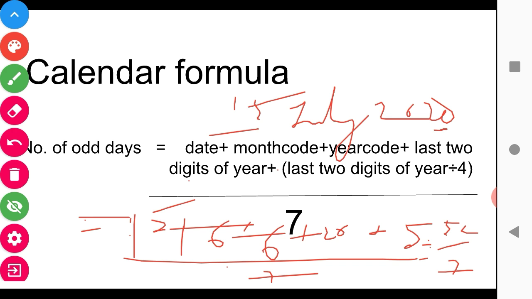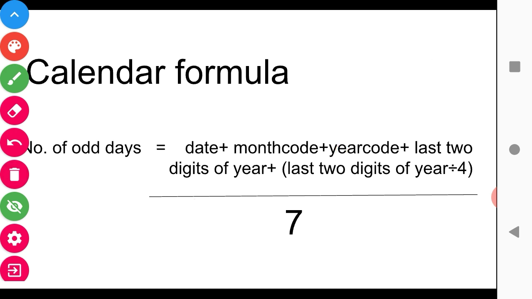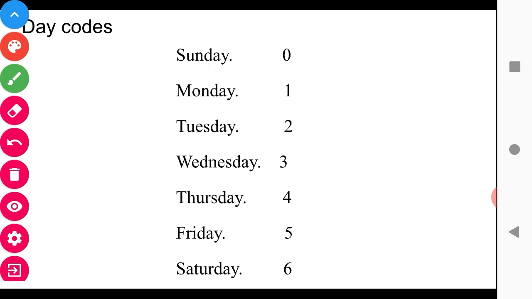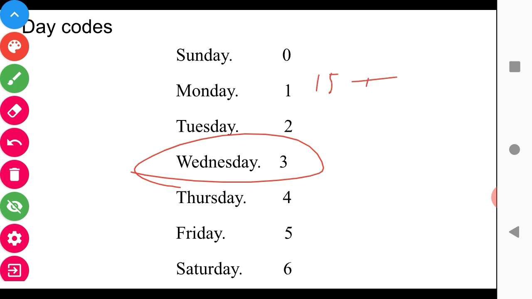So the remainder of 52 divided by 7: 7 sevens are 49, the remainder is 3. So here the total remainder is 3, that means the total number of odd days is 3. If the total number of odd days is 3, according to the day codes, the answer is Wednesday. So the day for the date 15th July 2020 is Wednesday. Okay, 15th July 2020 is a Wednesday.